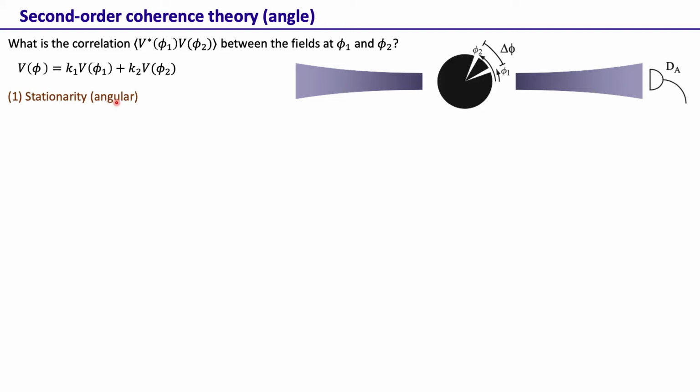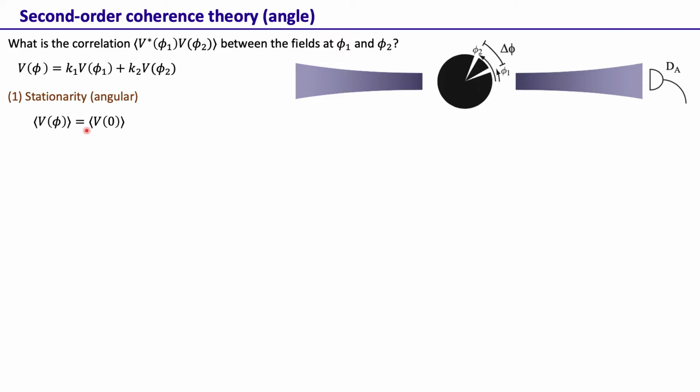This is just a repeat of what we did for time and space. We'll do the same thing for angle. The first concept is stationarity in angle. What does it mean? It means a similar thing: the mean of the signal has to be independent of the origin of the angle. So V phi and V at 0 should be the same, and that's when we call it stationary.